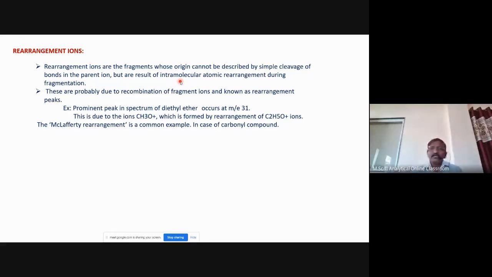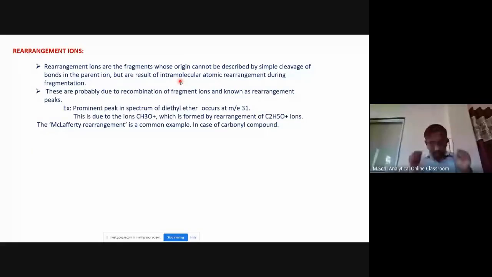Here, the most commonly observed rearrangement in mass spectrometry is the McLafferty rearrangement, and it is applicable to carbonyl compounds. And one more thing in the McLafferty rearrangement: can anyone remember at which position the proton is required?